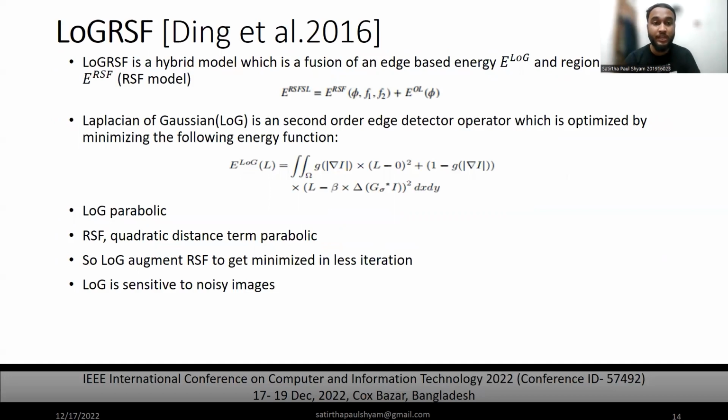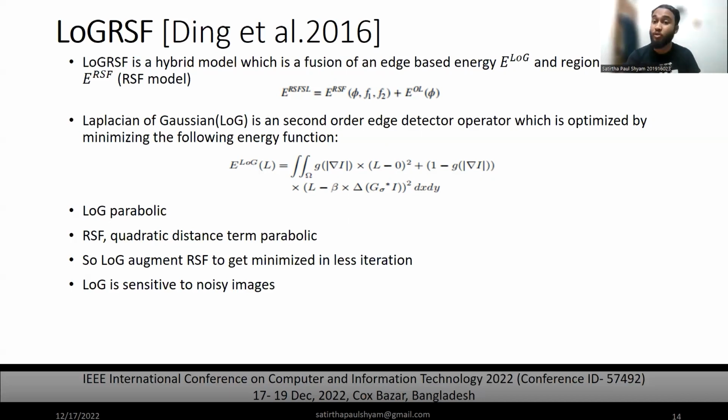So to solve this issue, there comes the LoG-RSF. LoG-RSF is a hybrid model which is a fusion of an edge-based model, LoG, and the region-based energy RSF. Here, the edge-based model is designed by the LoG, or Laplacian of Gaussian operator, which is a second-order edge detector operator. LoG is a parabolic term and RSF is a quadratic term. LoG helps RSF to get the image in fewer iterations.